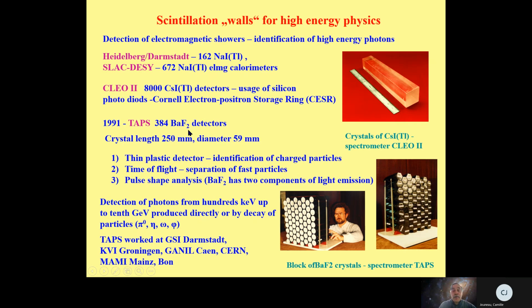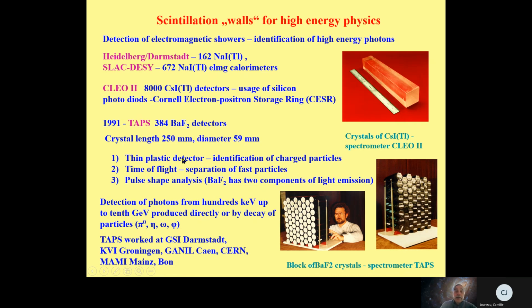As an example, I will also show you some results from this type of detector wall. This is TAPS, the Two-Arm Photon Spectrometer, which used about 400 barium fluoride detectors. Each was a crystal with a length of 250 millimeters and a diameter of about 59 millimeters. Here it is possible to see how it looks.